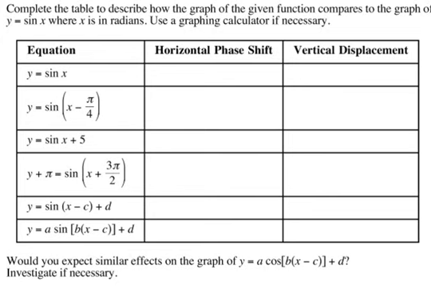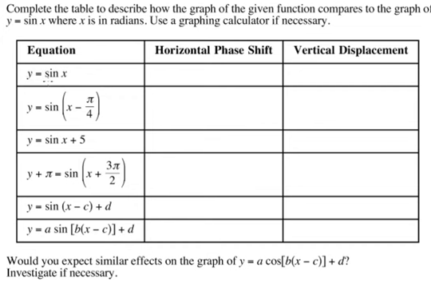Okay, this is similar to example 1, except now they're giving us radians and maybe some uglier expressions. They're also trying to get us to find a general conclusion about what each of these values does to the phase shift and the vertical displacement. But let's work our way up to that.